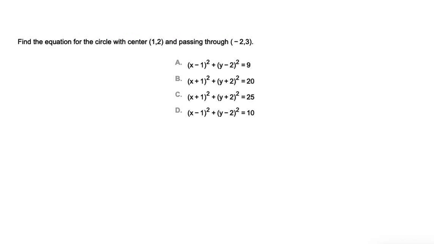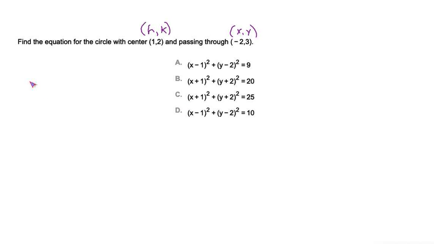Let's look at this example. Find the equation for the circle with center 1, 2. Remember, center is h, k. And passing through this point. This is a point on the circle. So it's actually the x, y, or one set of the x, y. Now, to write an equation, we need two things. We need the center and the radius.